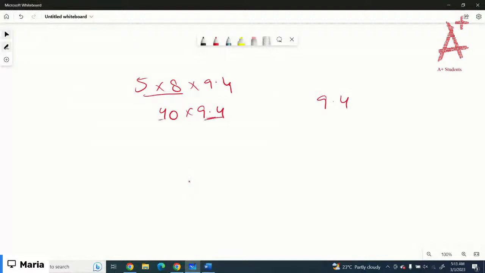I'm going to multiply 9.4 by 4. 4 times 4 is 16. Write 6 here and carry 1. 4 times 9 is 36 and 1, 37. You here have a 0, just add a 0. You have one decimal place, move the decimal place from here to here. It would be 376.0, or either you can write 376.